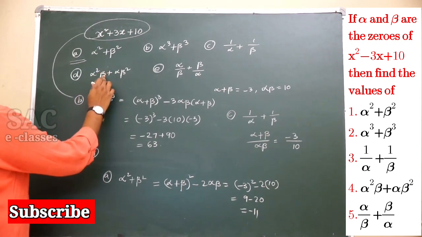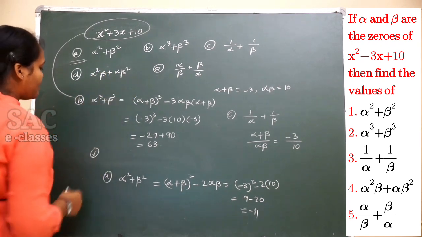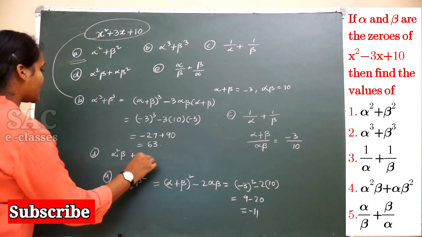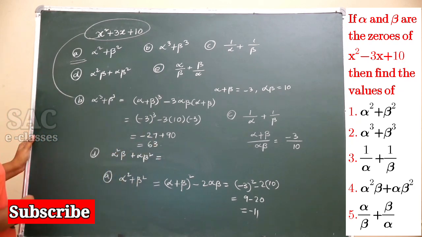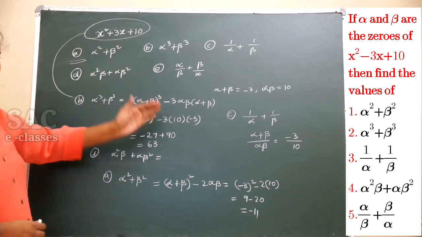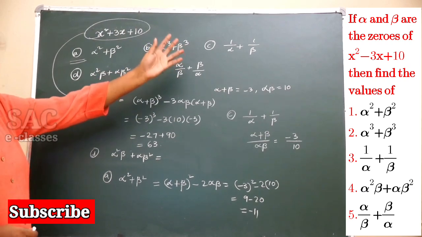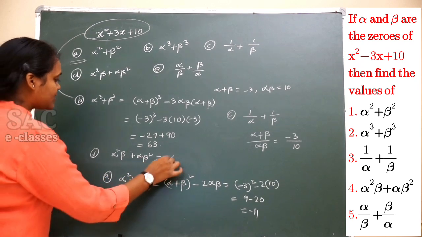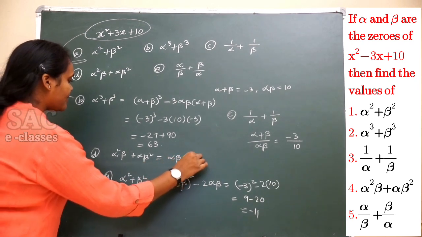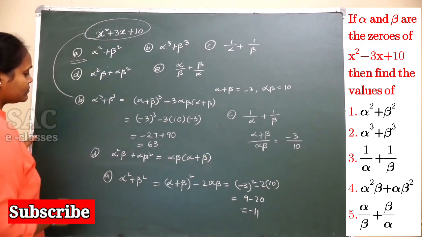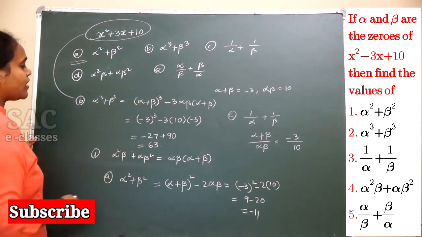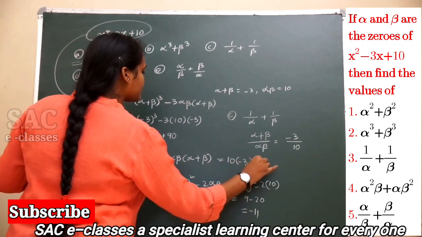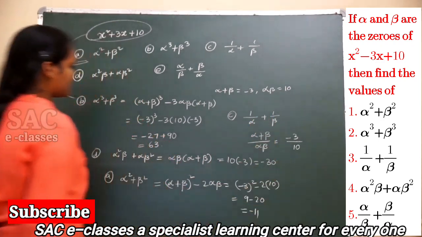That is alpha square beta plus alpha beta square. But it is not having any kind of formula that we have learnt. We learnt 8 formulas. So clearly if you observe, is it getting any common? Yes, alpha beta is common. Alpha beta into alpha plus beta. You know the alpha beta value and the alpha plus beta value. So it is 10 into minus 3. Minus 30 is its answer.